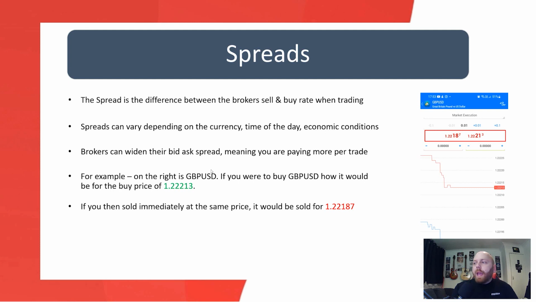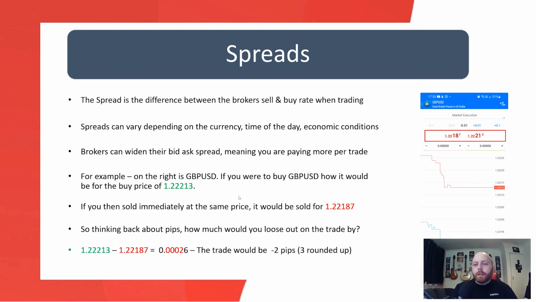And then imagine we entered that buy and then we sold it immediately before the price had any chance to change or decrease or increase in value. Then you're going to sell at the sell ask price here of 1.22187. So let's go back and think about when we were talking about our pips. How much are you going to lose out on that trade just because of the spread, not because it's changed in value, but just from buying and selling straight away.